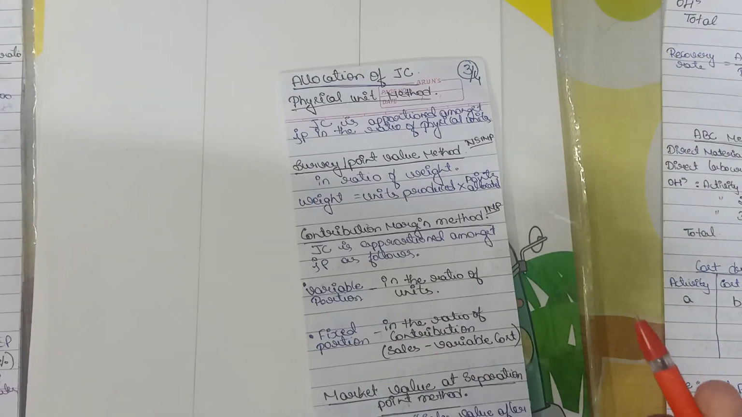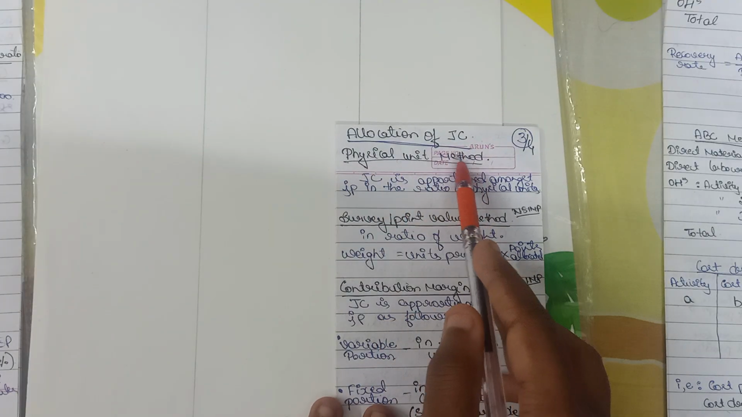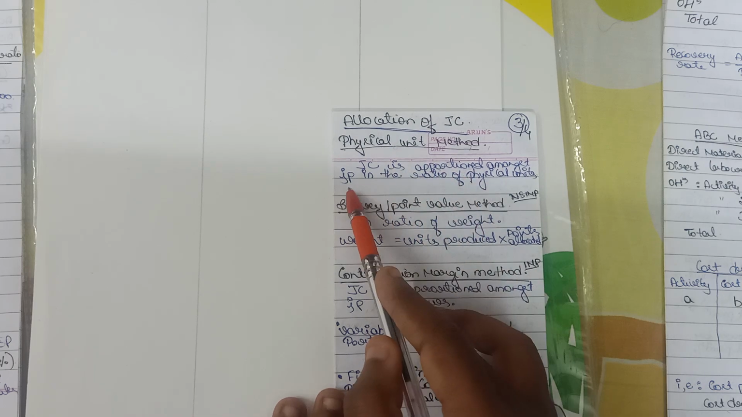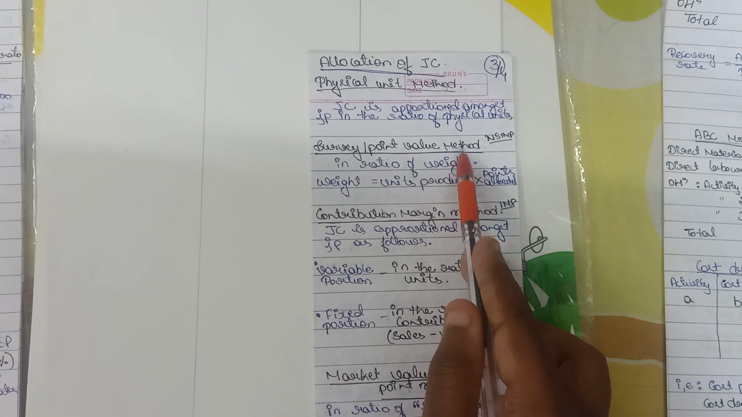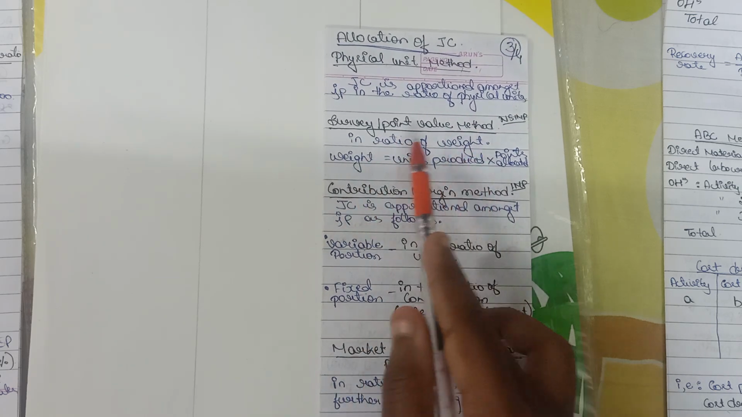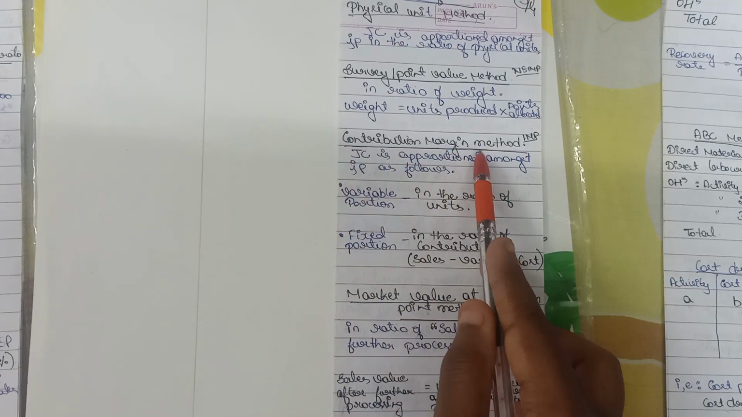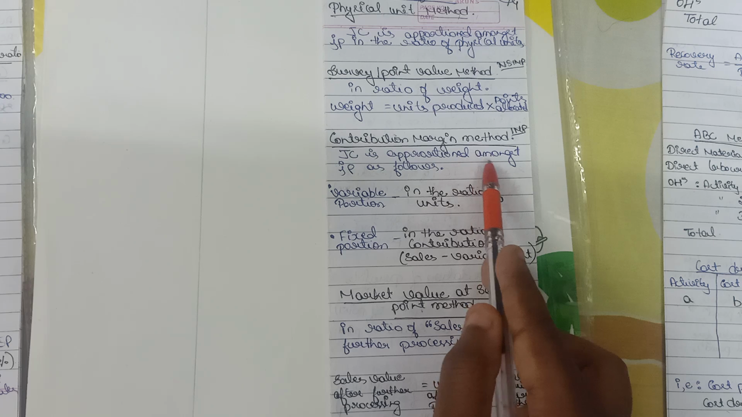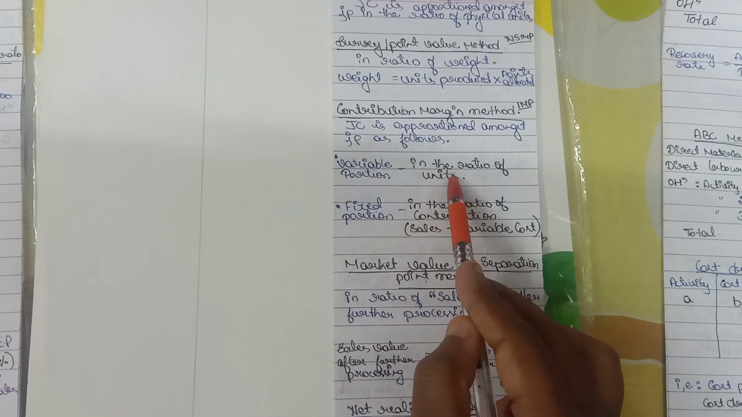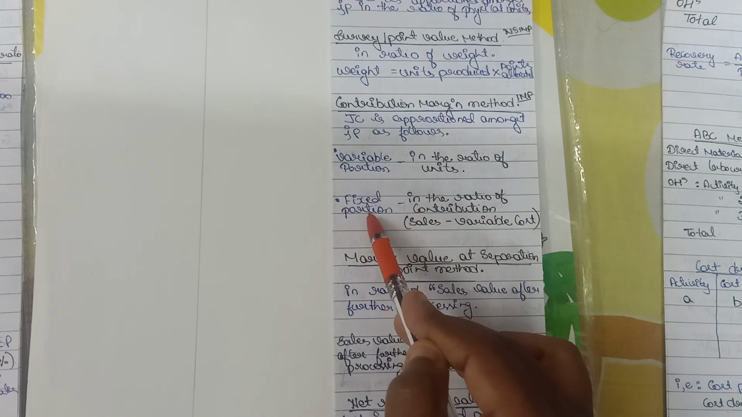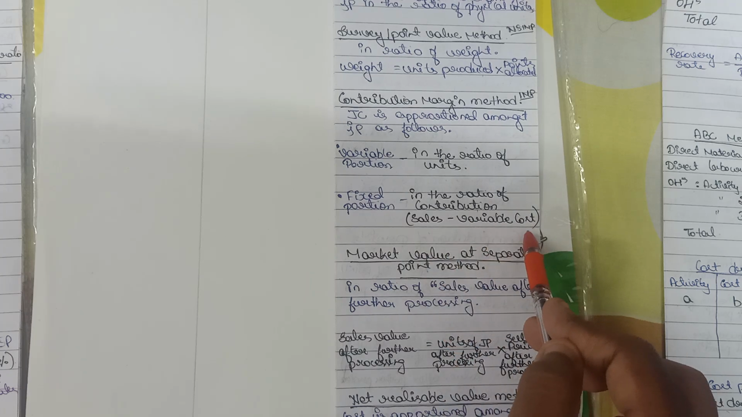Before going to the next chapter, we'll also learn about allocation of joint cost. That is physical unit method: joint cost is apportioned amongst joint products in the ratio of physical units. Survey or point value method: here in ratio of weight. Weight is equal to units produced into points allocated. Contribution margin method: joint cost is apportioned amongst joint products as follows: in case of variable proportion in the ratio of units, in case of fixed proportion in the ratio of contribution, sales minus variable cost.